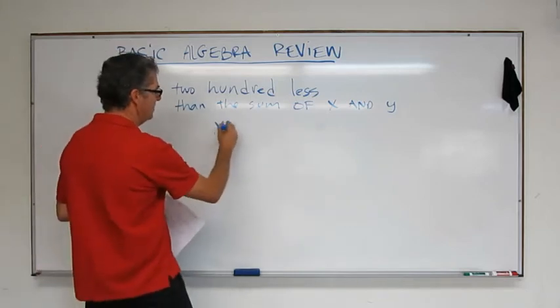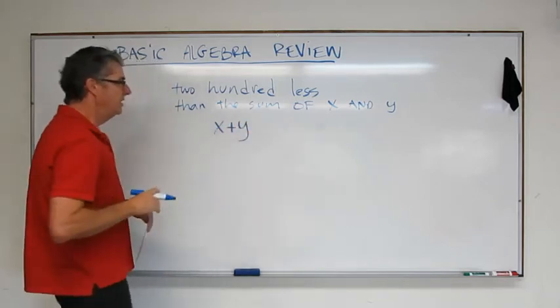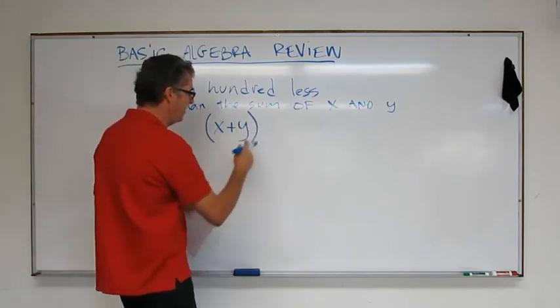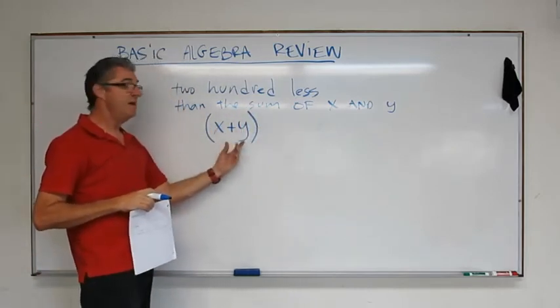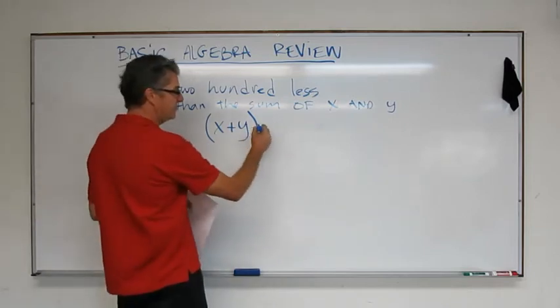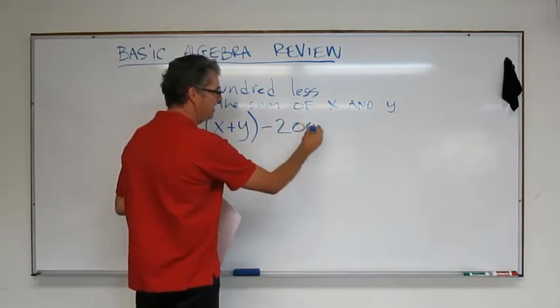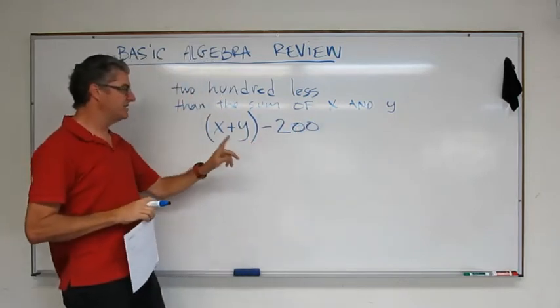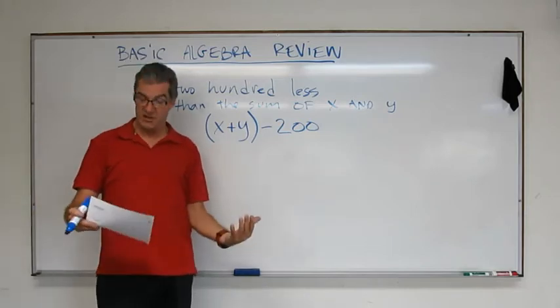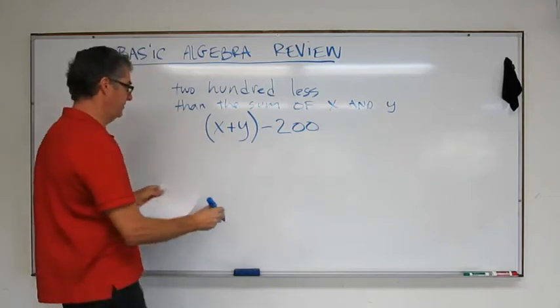So x plus y. Just to be clear as possible, I'm going to put my parens around there. So here's the sum of x and y. But whatever this number is, we want 200 less than that. So it means we're going to subtract 200 out here. Okay? So that's 200 less than the sum of x and y. All right. We also did equations. So let's try a couple of those.